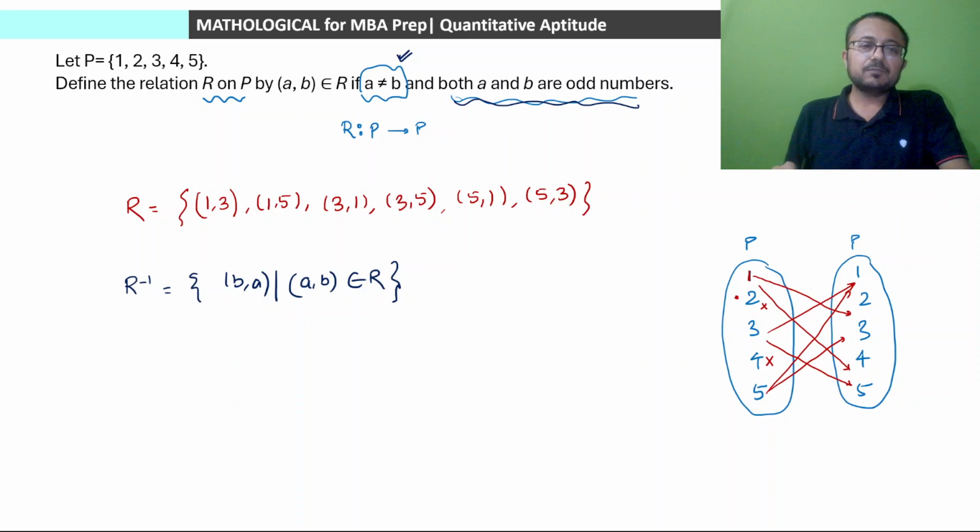So will R inverse not be exactly like R? What went into R inverse? Instead of (1, 3), we have (3, 1), (5, 1), (1, 3), (5, 3), (1, 5), (3, 5). Basically, since both A and B have to be odd numbers and A is not equal to B, if (A, B) was an ordered pair in R, then (B, A) was also there. Similarly, if you interchange A and B, the same story will happen. That is, R inverse will be nothing but R itself.